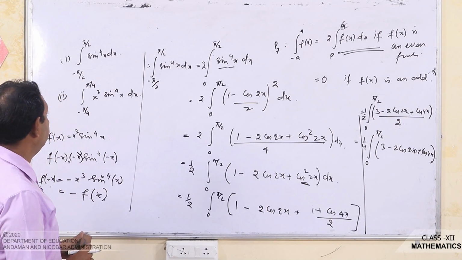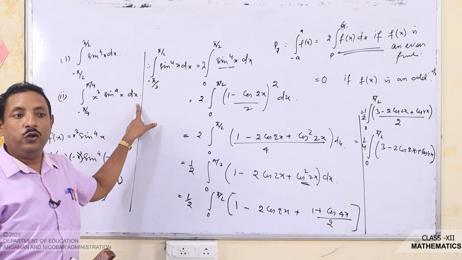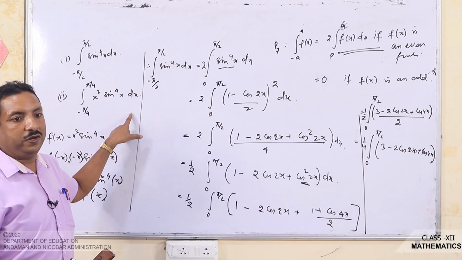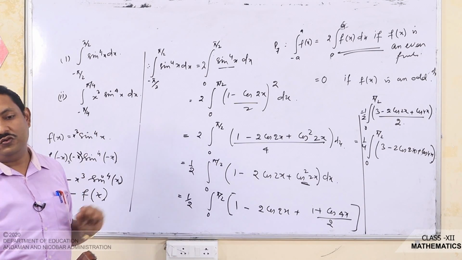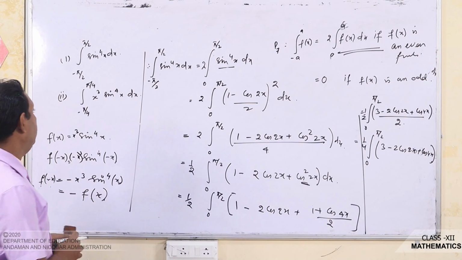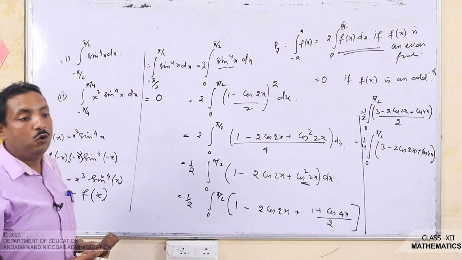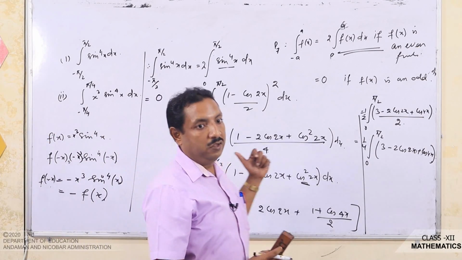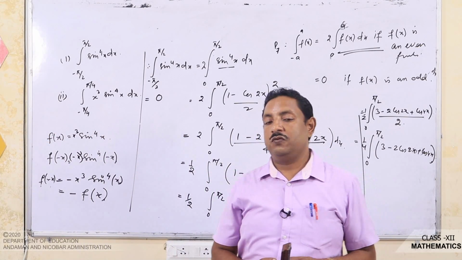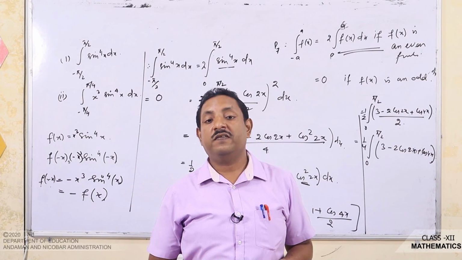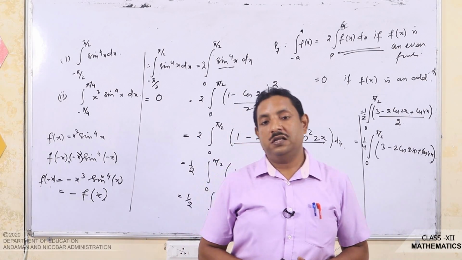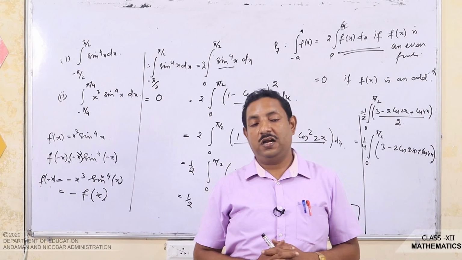And when it is an odd function, no need to do any integration over this one, it will simply give you 0. So, you can write the answer directly by saying that this is an odd function, because f of x is equal to minus f of x. So, this is an odd function, hence the answer will be 0, you can write directly.